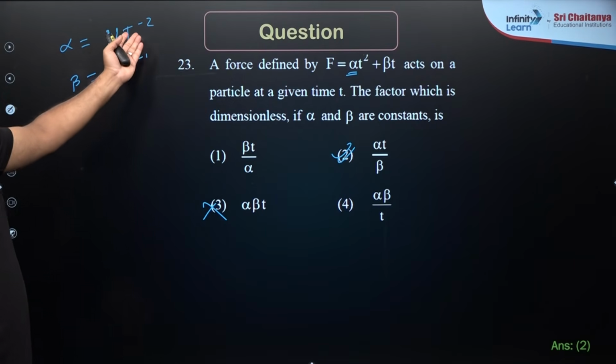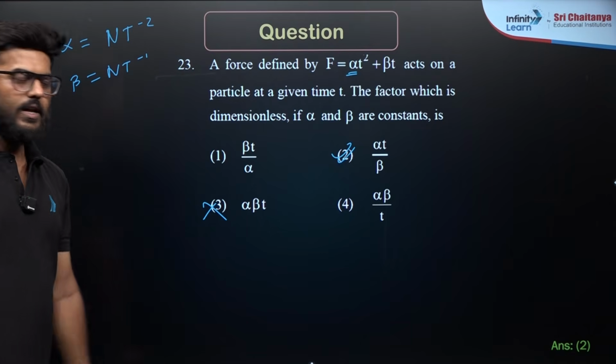If you just multiply t with it, it will be t raised to minus 1, and divide it, it will be alpha t upon beta.